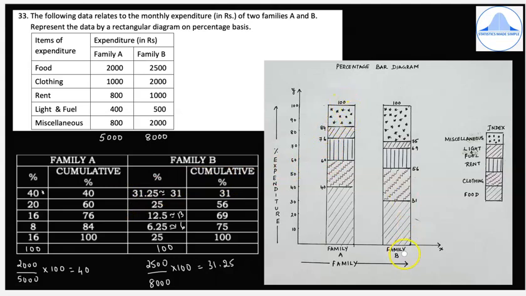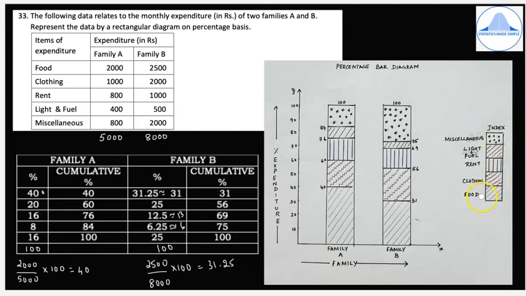Then similarly for family B, mark the cumulative percentages, that is 31, then 56, 69, 75, and the remaining will be 100. So it is important to write an index at this side to indicate what each of the shadings indicate. As you see here, I've used only a pencil shading, then red zigzag lines, then black or blue vertical lines, then again red slanting lines, and here I have some stars. So at this side, draw an index which indicates each of the categories.